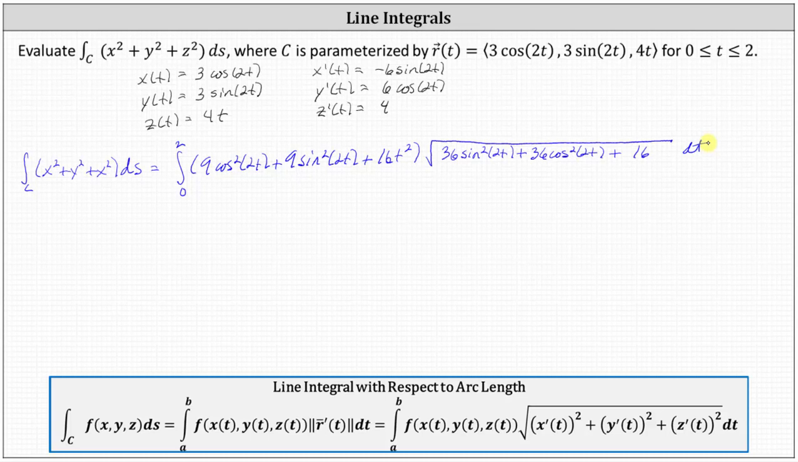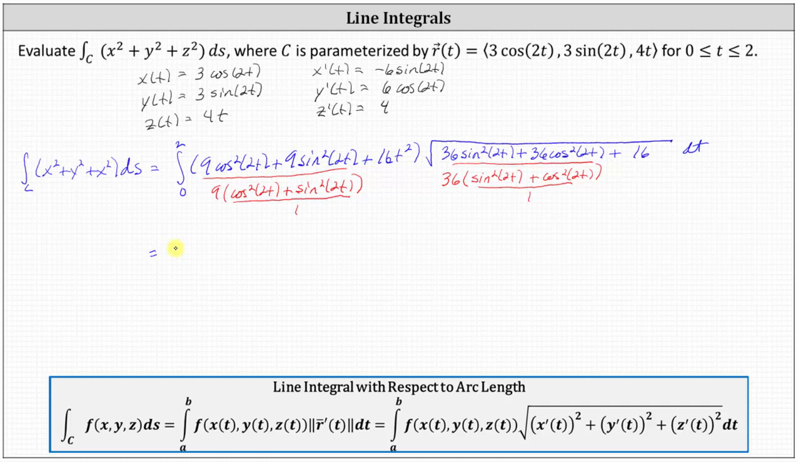And now let's begin to simplify. Let's focus on this sum and this sum. If we factor out 9 from this sum, we have 9 times the quantity cosine squared 2t plus sine squared 2t. And we should recognize that cosine squared 2t plus sine squared 2t equals 1. Similarly, on the right, if we factor 36 from the sum, we have 36 times sine squared 2t plus cosine squared 2t. And once again, the sum inside the parentheses is equal to 1.